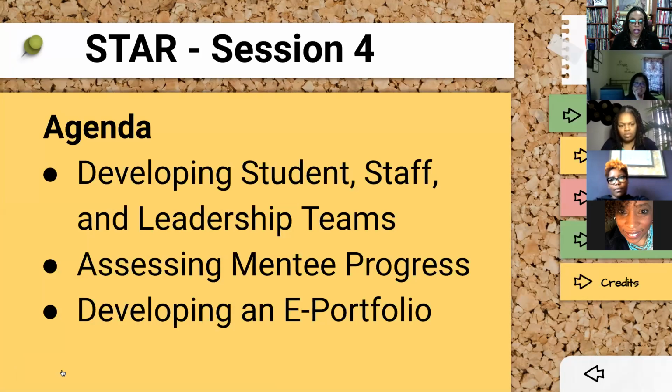And for today's agenda, we've got three things we're going to work on. We're going to work on developing student, staff, and leadership teams, assessing mentees, we want to assess our mentees' progress, and we want to develop an e-portfolio.